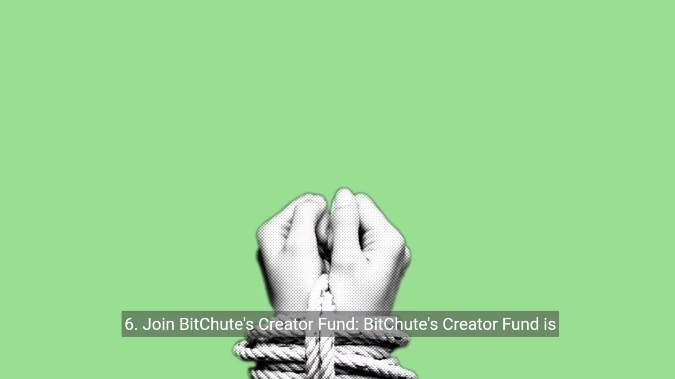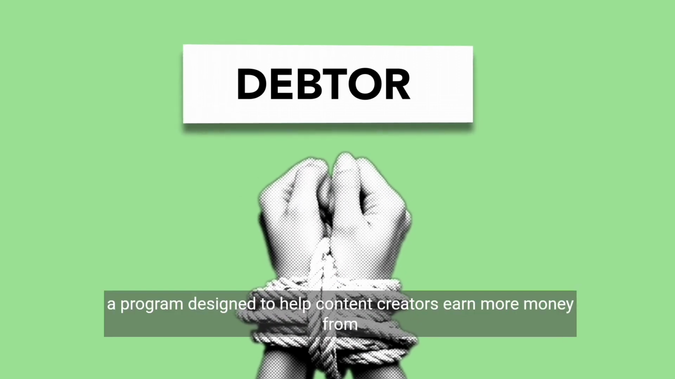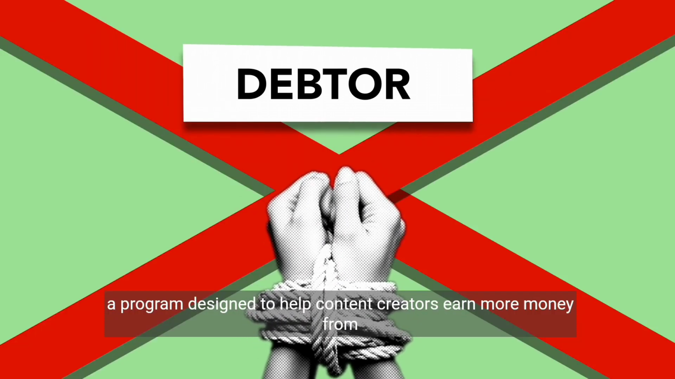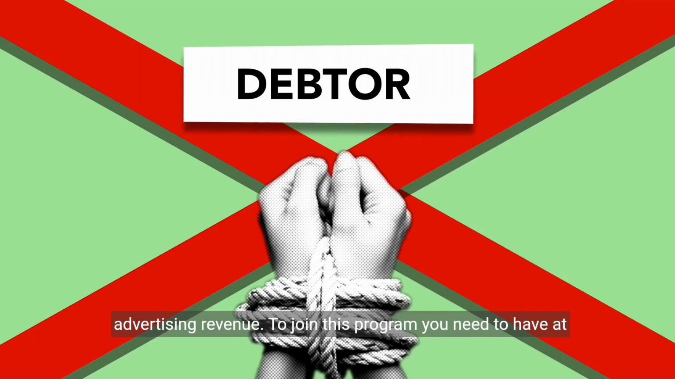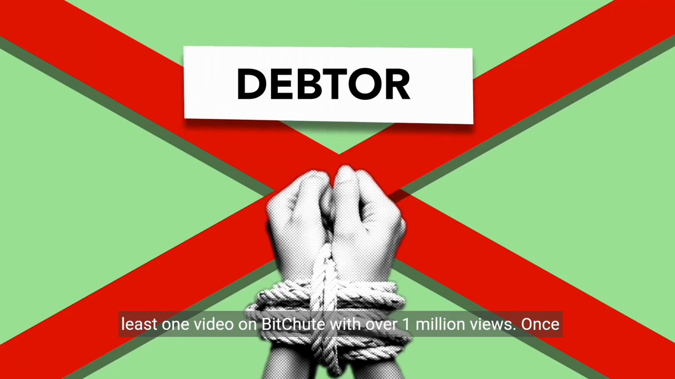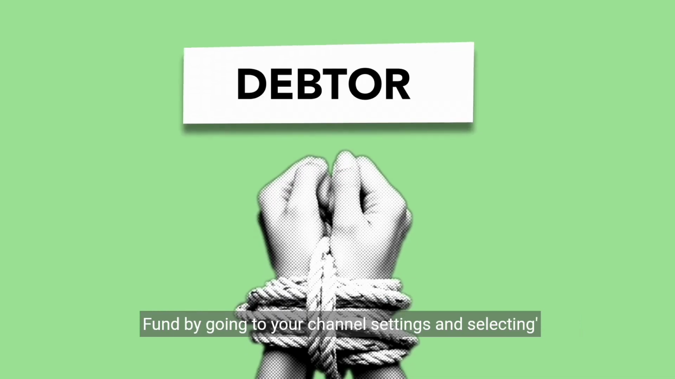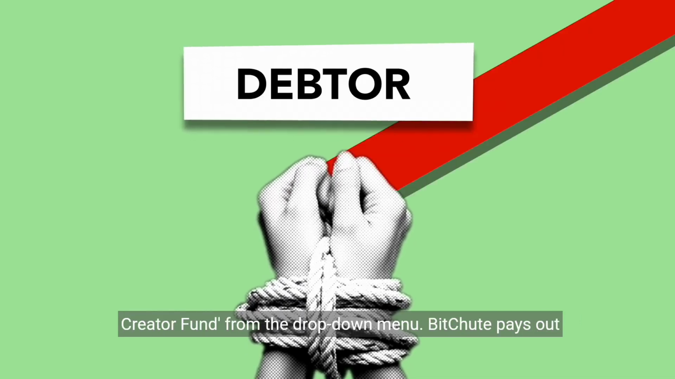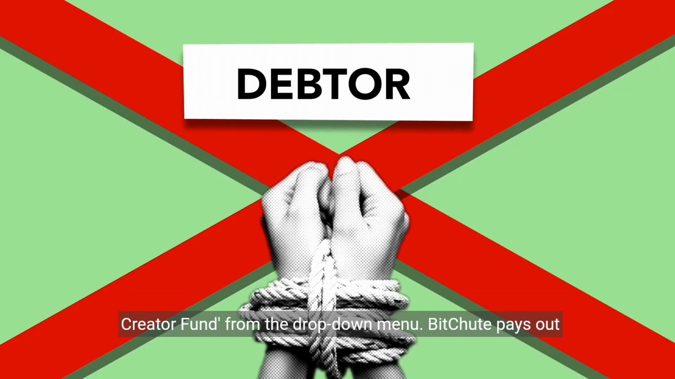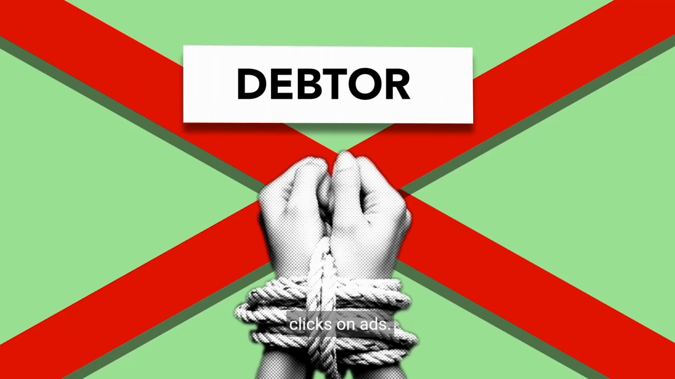6. Join BitChute's Creator Fund. BitChute's Creator Fund is a program designed to help content creators earn more money from advertising revenue. To join this program, you need to have at least one video on BitChute with over 1 million views. Once you have met this requirement, you can apply to join the Creator Fund by going to your channel settings and selecting Creator Fund from the drop-down menu. BitChute pays out revenue to Creator Fund members based on the number of views and clicks on ads.